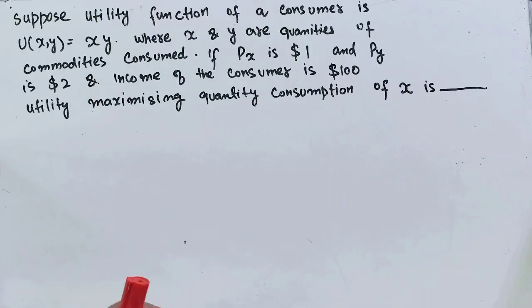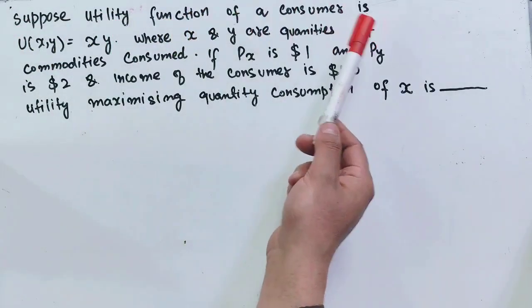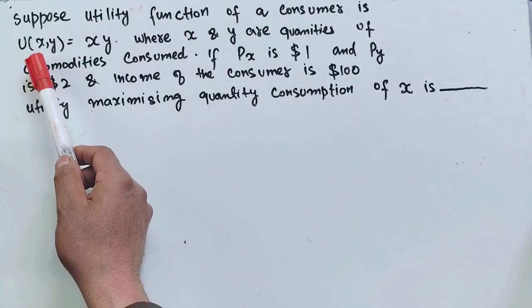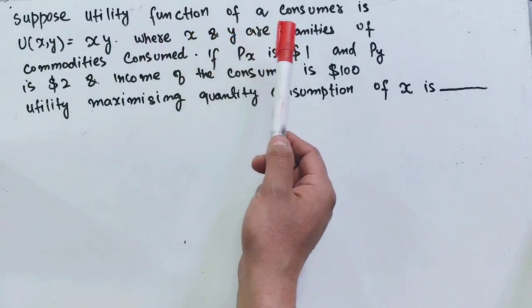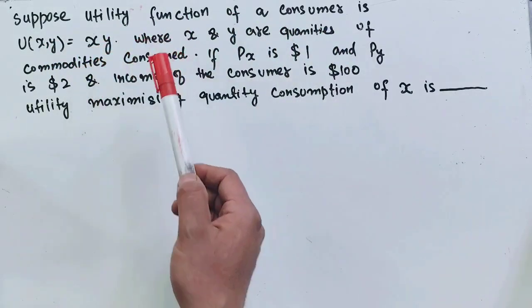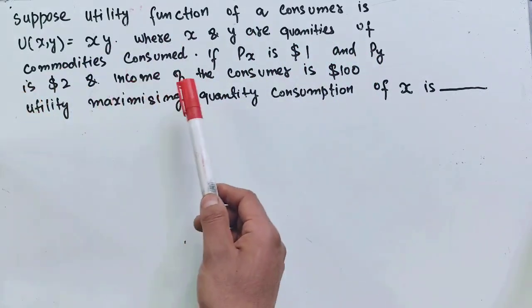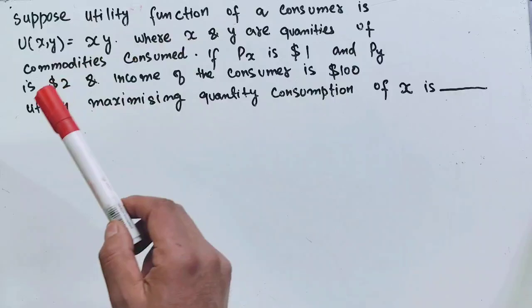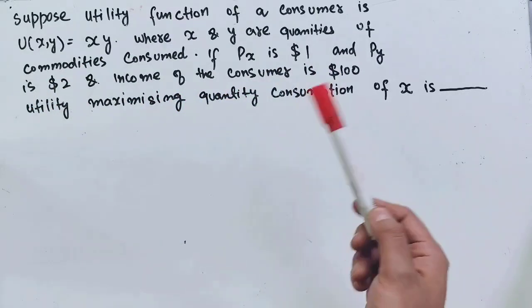In this video, we will solve the questions asked in the IIT JAM Economics paper of 2025. The question is, suppose the utility function of a consumer is, utility is a function of two goods x and y, which is equal to x times y, where x and y are quantities of commodities consumed. If the price of x is $1 and the price of y is $2 and the income of the consumer is $100, we need to find out the utility maximizing quantity consumption of good x.